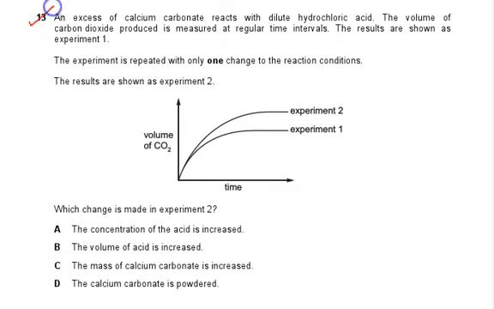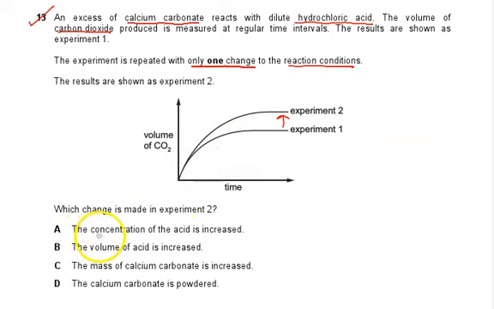Question number 13. For number 13, an excess of calcium carbonate reacts with dilute hydrochloric acid. The volume of carbon dioxide produced is measured. Okay, this is the volume of carbon dioxide. The results are shown as experiment 1. The experiment is repeated with only one change to the reaction condition, and you have a jump in the reading of the volume of carbon dioxide.